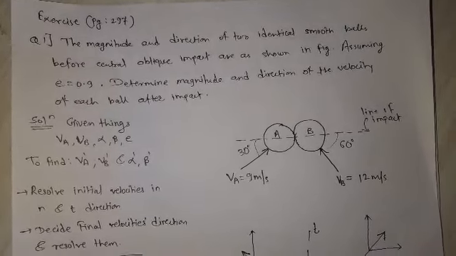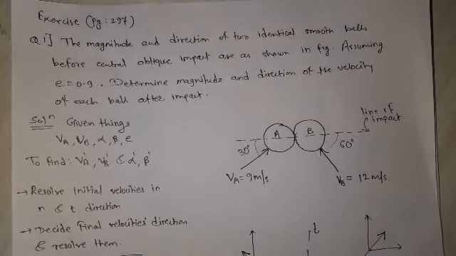Now what they have given here, this diagram is also given. If you see in this diagram, two balls are coming in this direction. This is the figure showing the balls during impact, and the initial velocities of the balls are given as 9 meter per second and 12 meter per second, and they are approaching with the angles 30 and 60. This is also given.